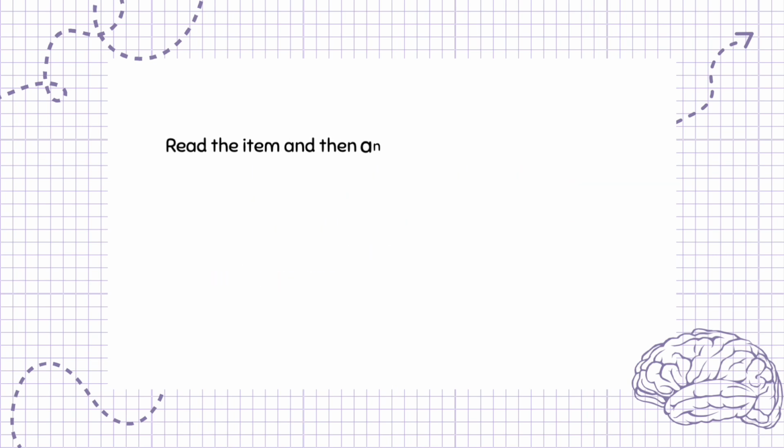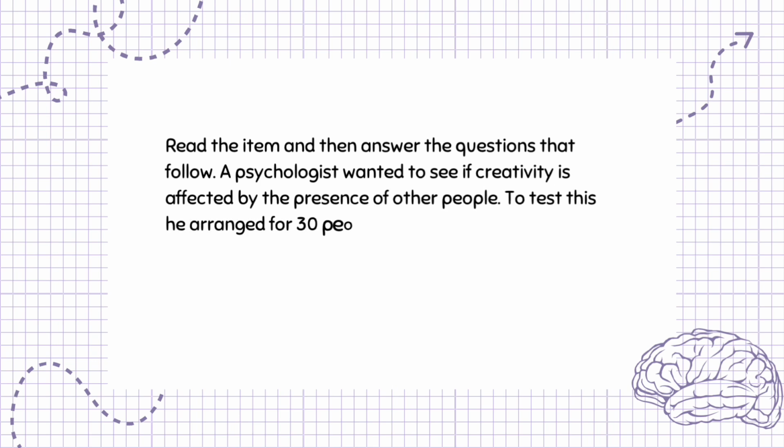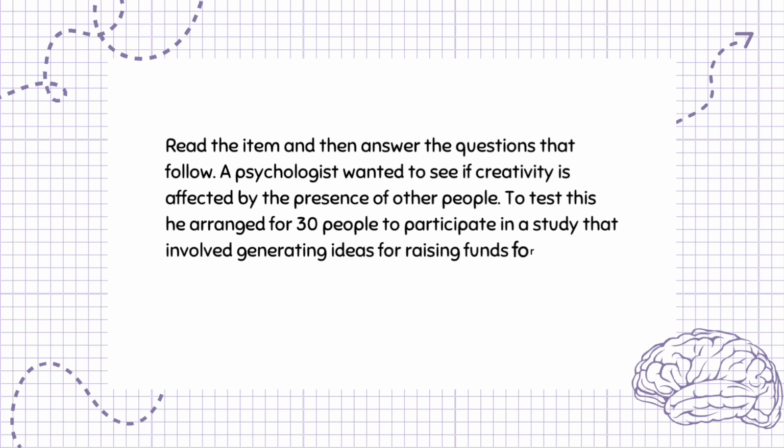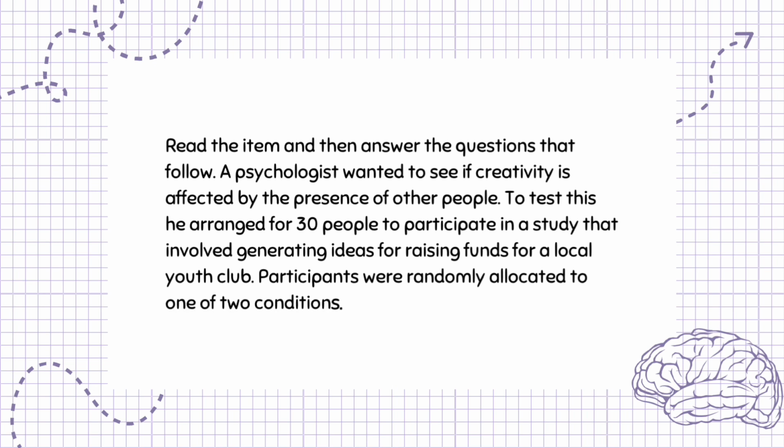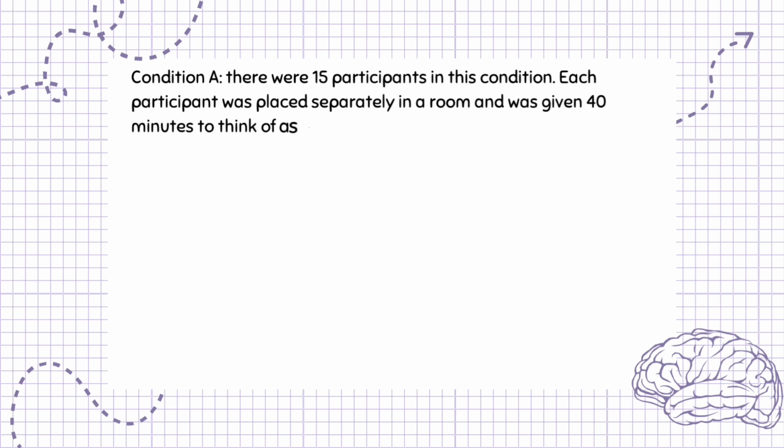Read the item and then answer the questions that follow. A psychologist wanted to see if creativity is affected by the presence of other people. To test this, he arranged for 30 people to participate in a study that involved generating ideas for raising funds for a local youth club. Participants were randomly allocated to one of 2 conditions. Condition A. There were 15 participants in this condition. Each participant was placed separately in a room and was given 40 minutes to think of as many ideas as possible for raising funds for a local youth club.